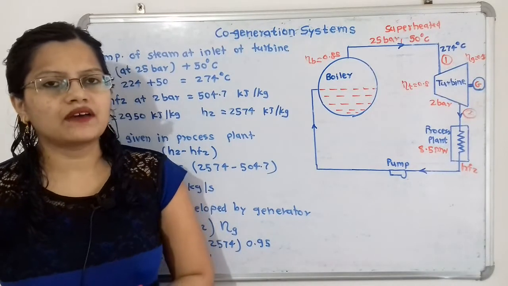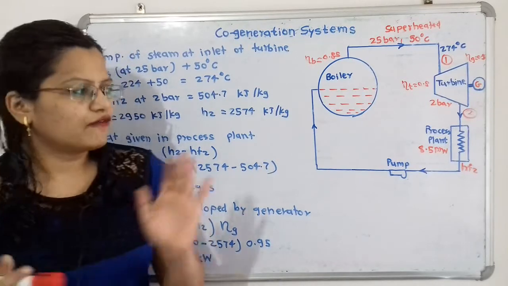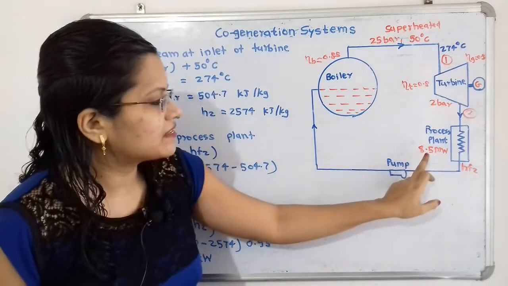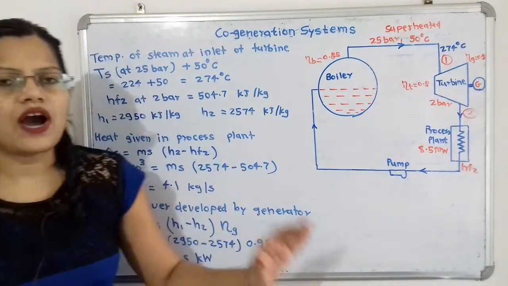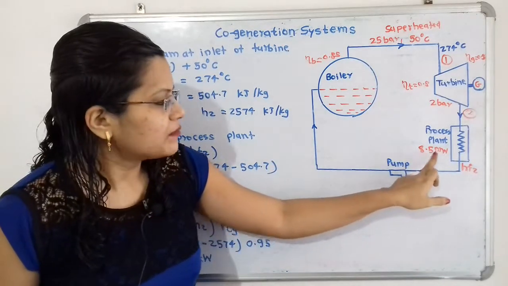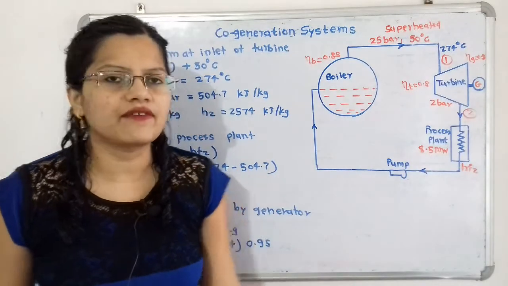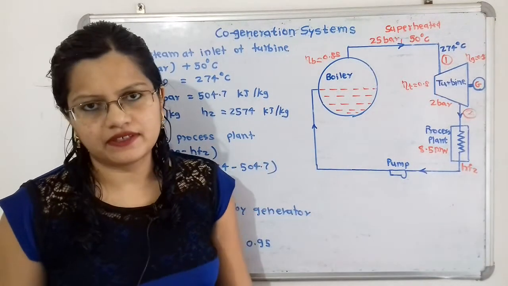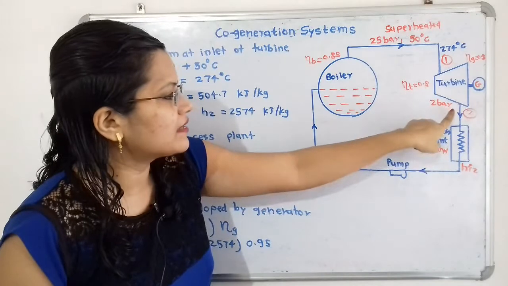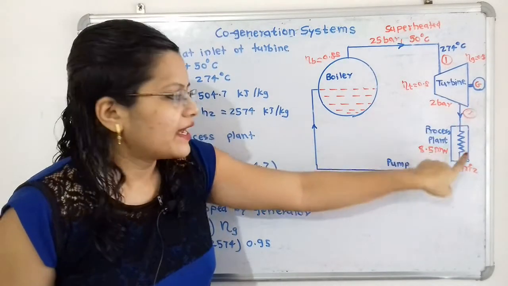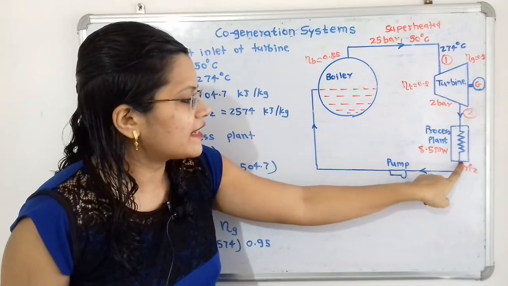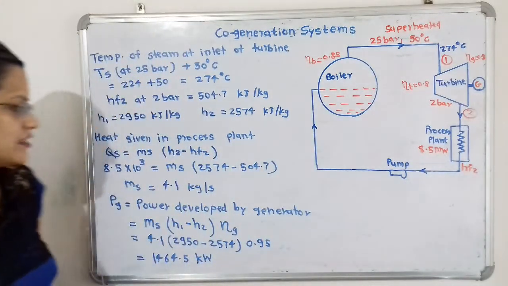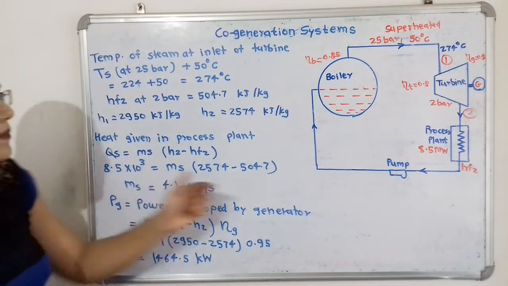Now we will find out the mass of steam supplied. For that, if we observe the given data, it is given that the heat given in process plant is equal to 8.5 megawatt. So how can we define this heat? Heat provided to the process plant is equal to the mass of steam supplied multiplied by the enthalpy difference. Enthalpy difference in this process plant: enthalpy is H2 at the entrance of the process plant, and at exit it is HF2. So we have to take this enthalpy difference, that is H2 minus HF2. The amount of heat supplied is 8.5 megawatt.